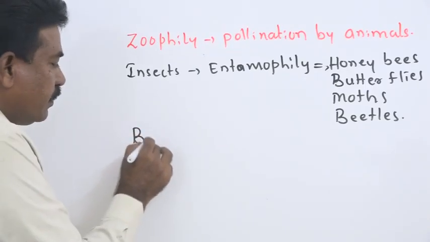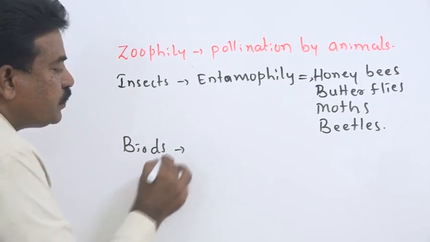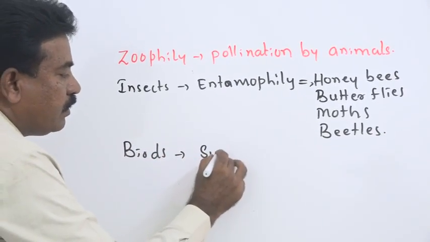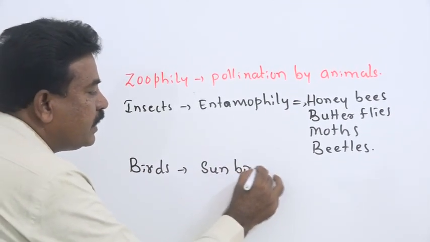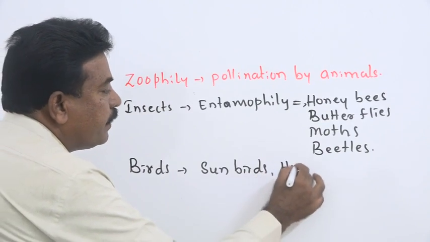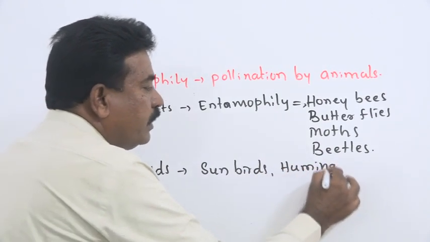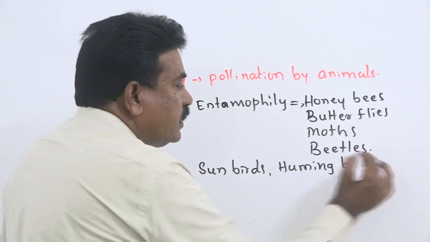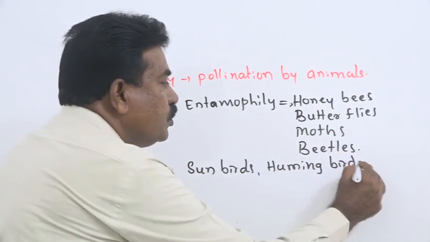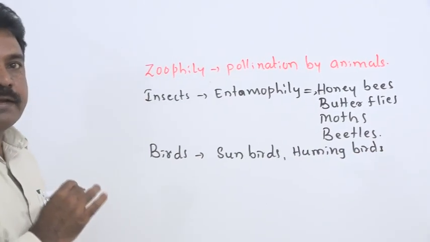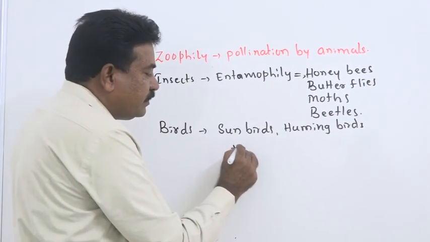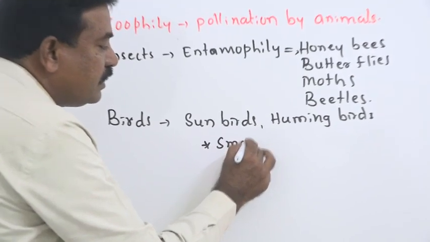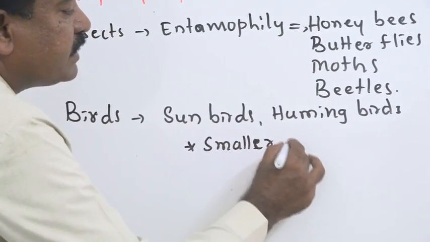Then if you consider birds, pollination by birds we call ornithophily. Here sunbird, then hummingbird are the only two groups of birds that have the capacity to pollinate a flower. Therefore here the one adaptation we see, these birds are smaller in size.